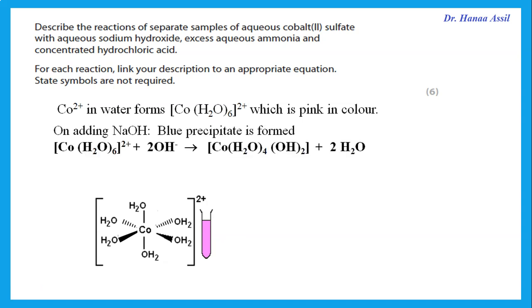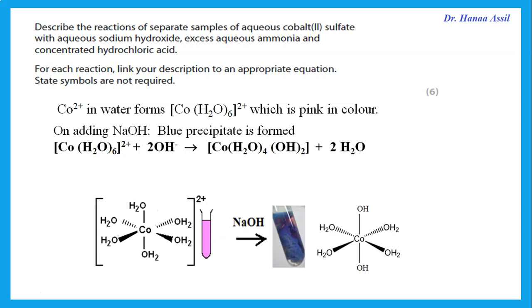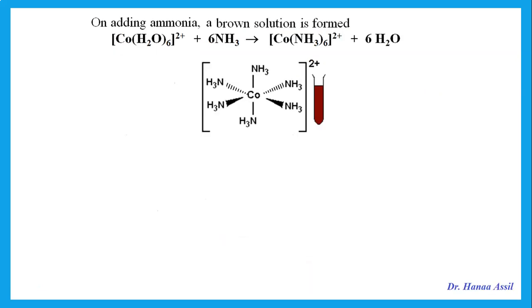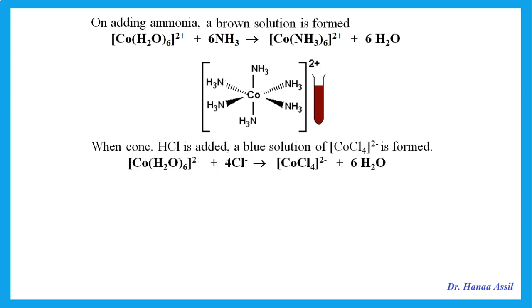And then when we add sodium hydroxide, this forms a blue precipitate. This is where 2 of the waters are deprotonated to form hydroxide ions. So this is a deprotonation reaction. And then we're adding aqueous ammonia. Well, when we add ammonia, it forms a brown solution of the cobalt ammonia complex.